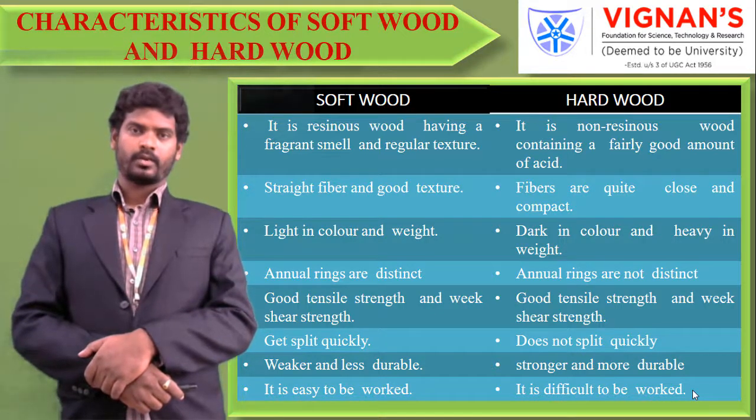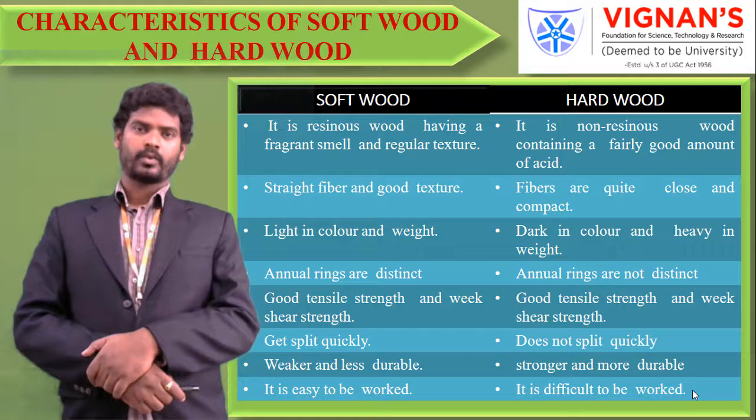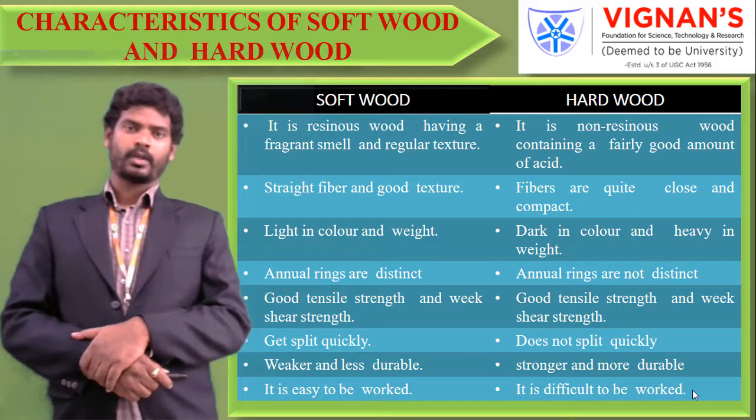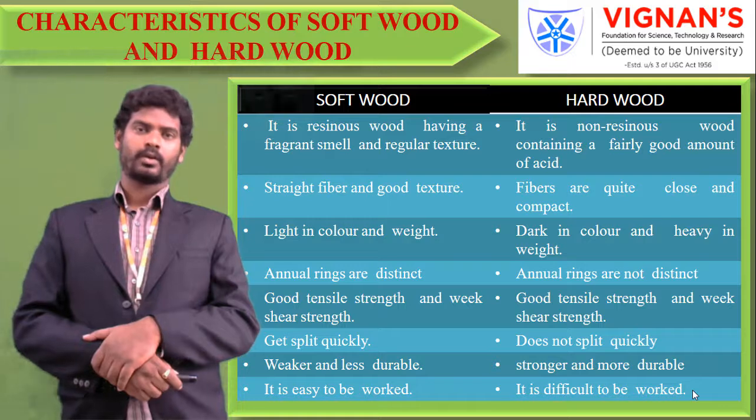Hardwood is highly durable. From a color point of view, hardwood is dark in color, softwood is light in color. From a weight point of view, hardwood is heavy in weight, softwood is light in weight. Density: hardwood is denser, softwood is comparatively light in density. Ability to split: hardwood does not split quickly, softwood gets split quickly. Workability: hardwood is difficult to work, softwood is easy to work.